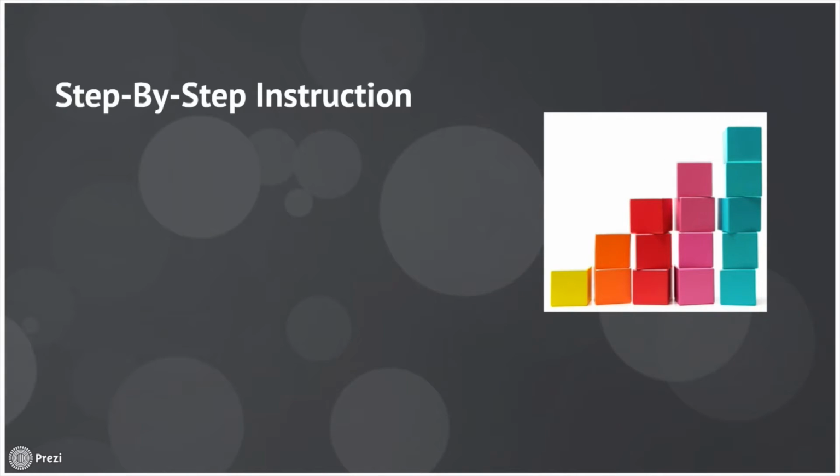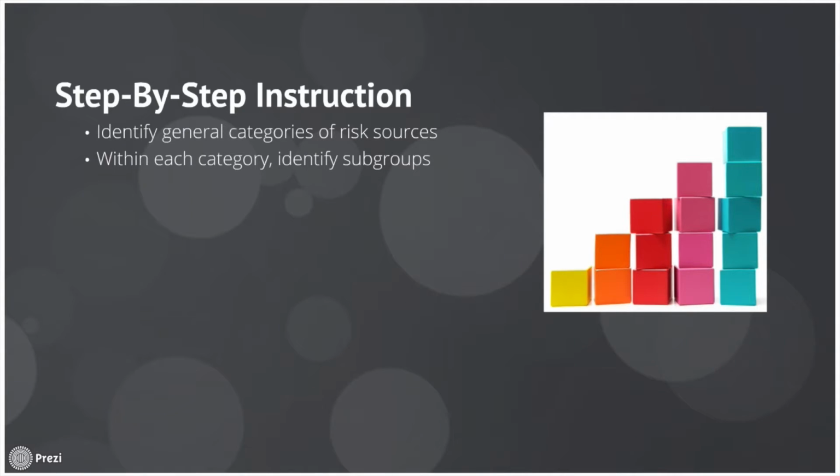Now we'll go over step by step how to use this technique. First, you're going to identify general categories of the risk sources. These should be large-scale concerns. Within each category, identify subgroups. As with the work breakdown structure, the key here is to create a discrete group of risk sources. These are subsets of the higher categories.